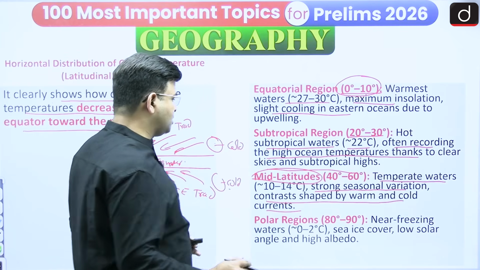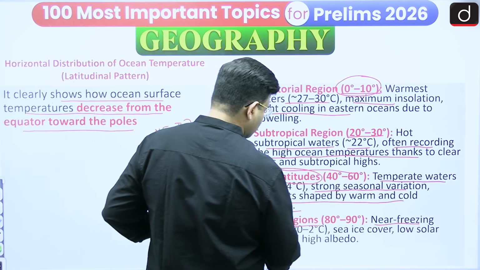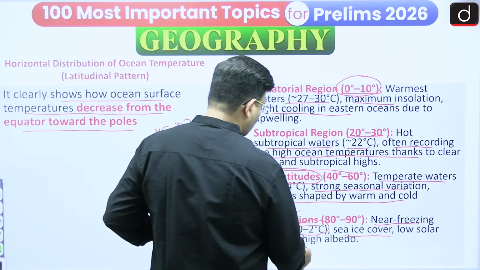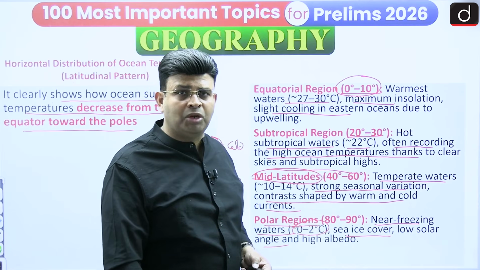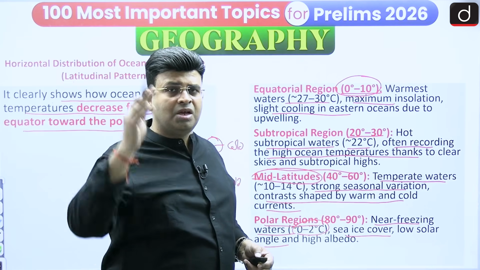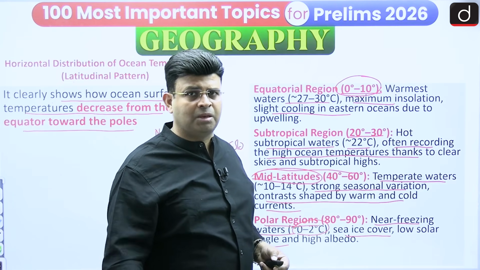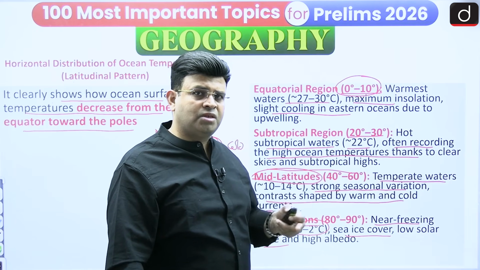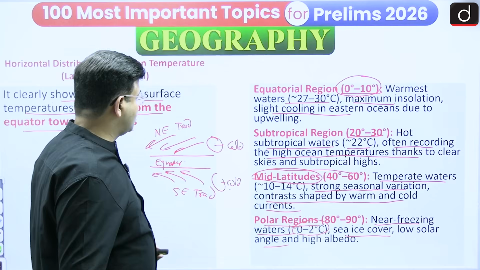And in the polar region, where the rays are very slant, near freezing water temperature is 0 to 2 degrees Celsius, with sea ice cover, low solar angle, and at the same time high albedo. Albedo means reflecting. Sun rays come, strike the ice coverage, and keep on reflecting back. The amount of reflection of sun rays from the ice surface is known as albedo, so there is less heating also. So that's what it is, we can say.